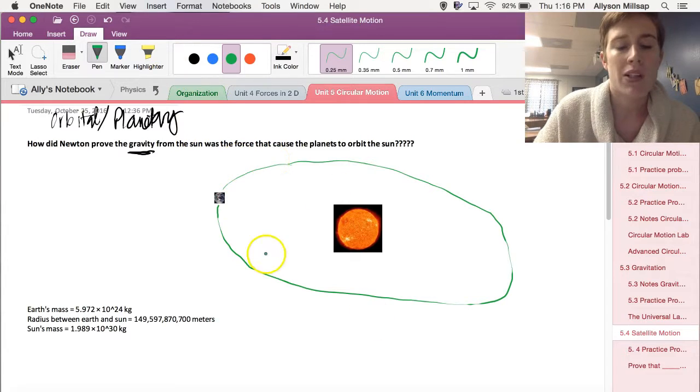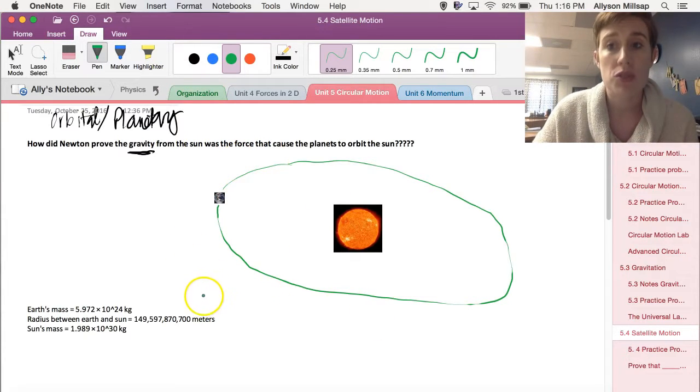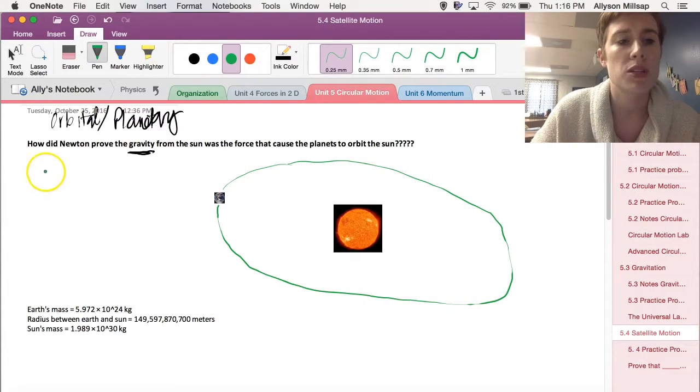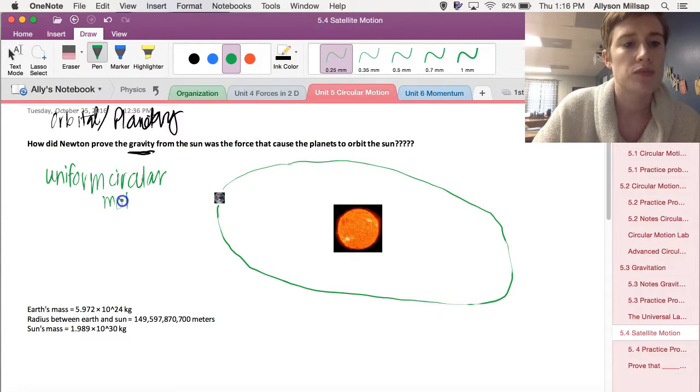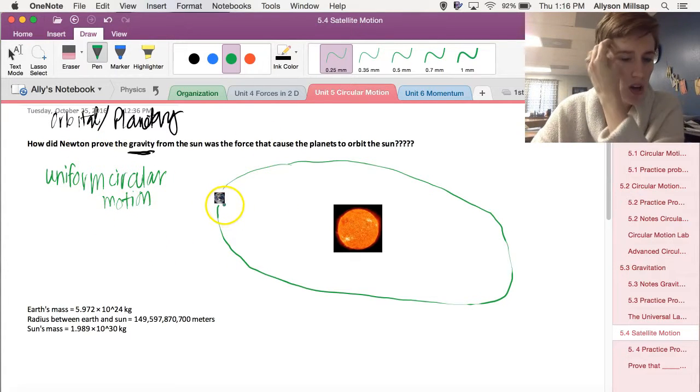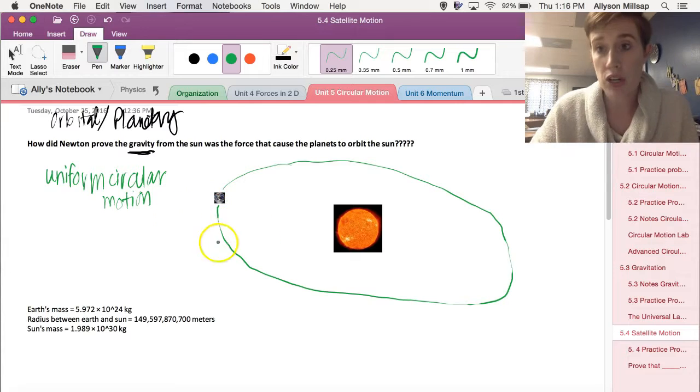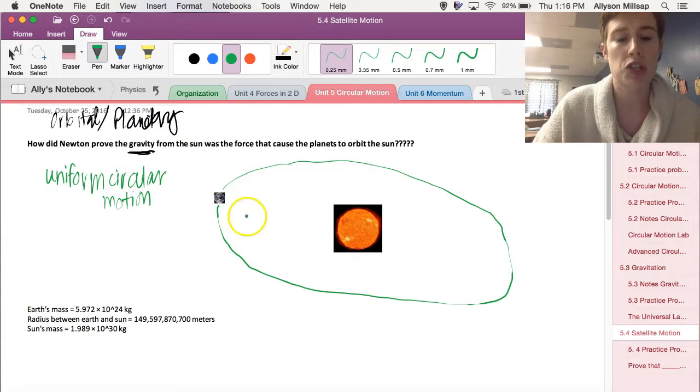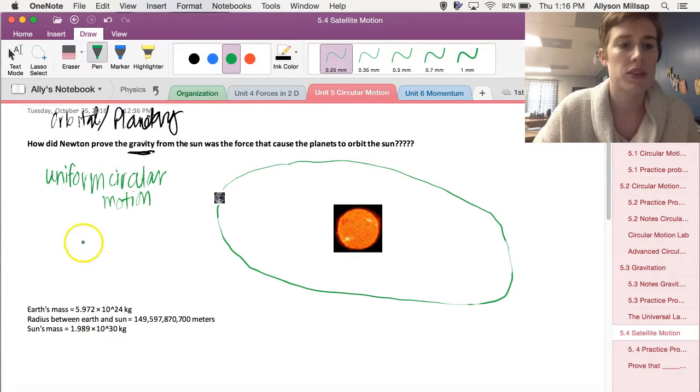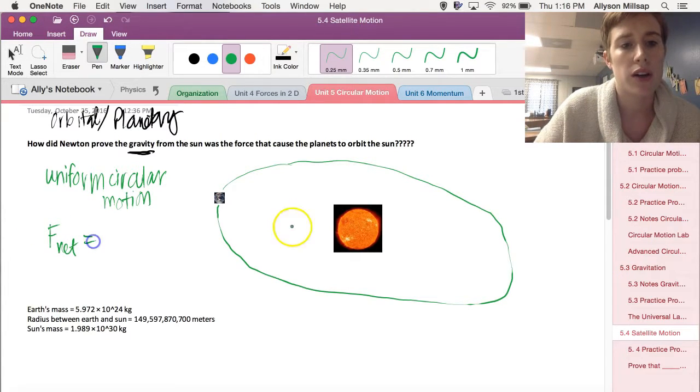And this looks a lot like uniform circular motion. And so we're going to use the principles of uniform circular motion to help us answer this question. So one thing we know about uniform circular motion is if the object doesn't have friction at play, which we're going to assume there's no friction at play with the Earth moving around the sun, that means that the net force acting on the Earth, okay, what's the net force?